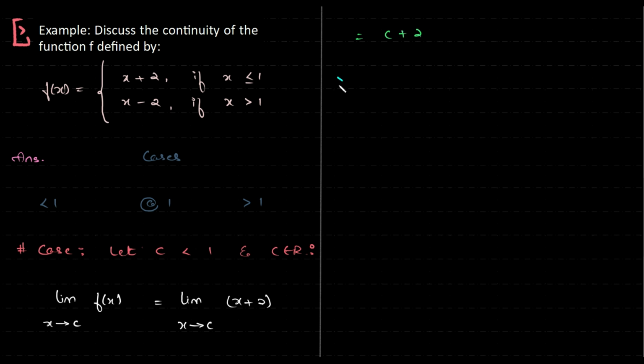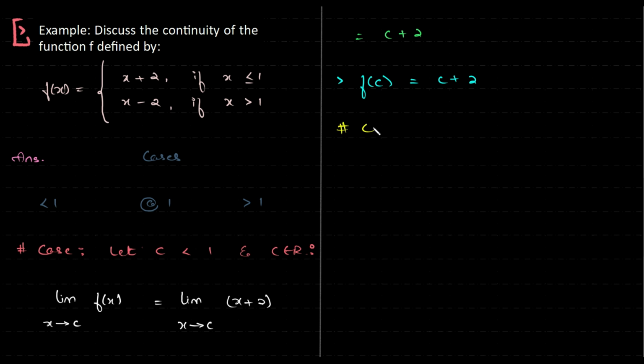Then what is f of c in this case? This too is c plus 2. So clearly the function is continuous for x less than 1.